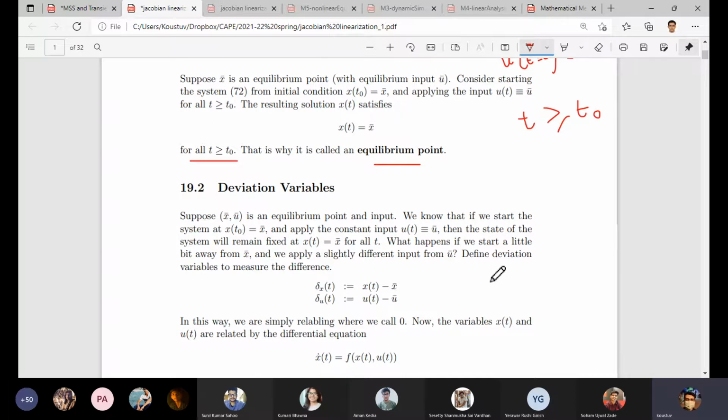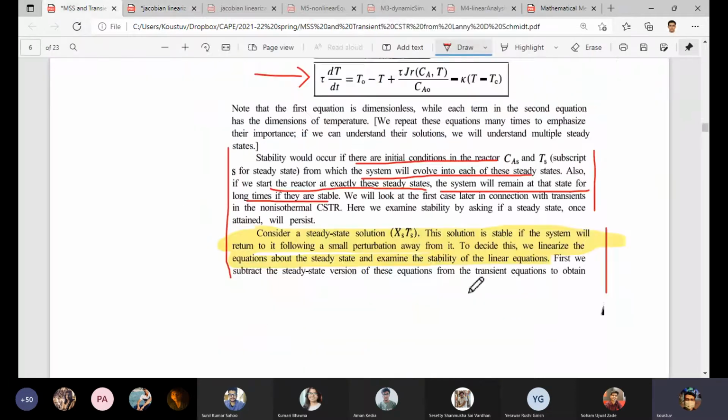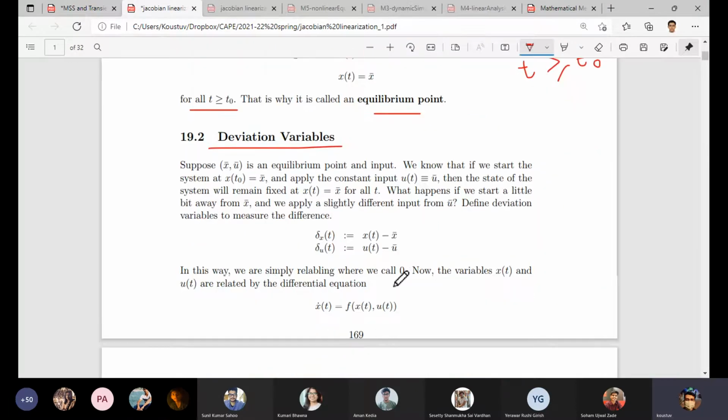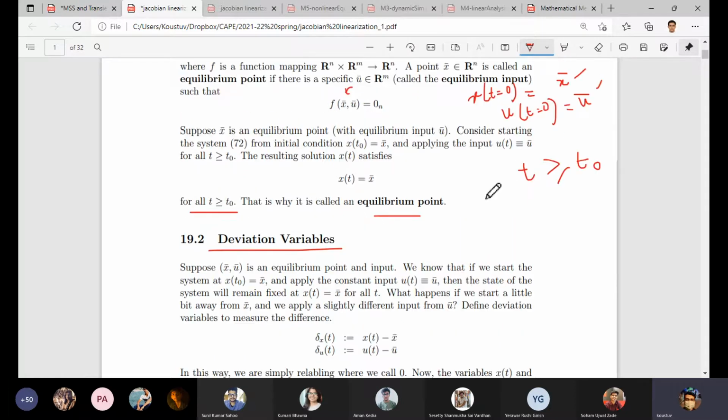Now there is a deviation variable, a concept we are introducing. Why is this concept introduced? The same concept will be used again here: some small perturbation and some small deviations. Let's say we don't operate the system exactly at x bar and u bar. We start the system at a slightly different point, with some slight difference from x bar and simultaneously from u bar.